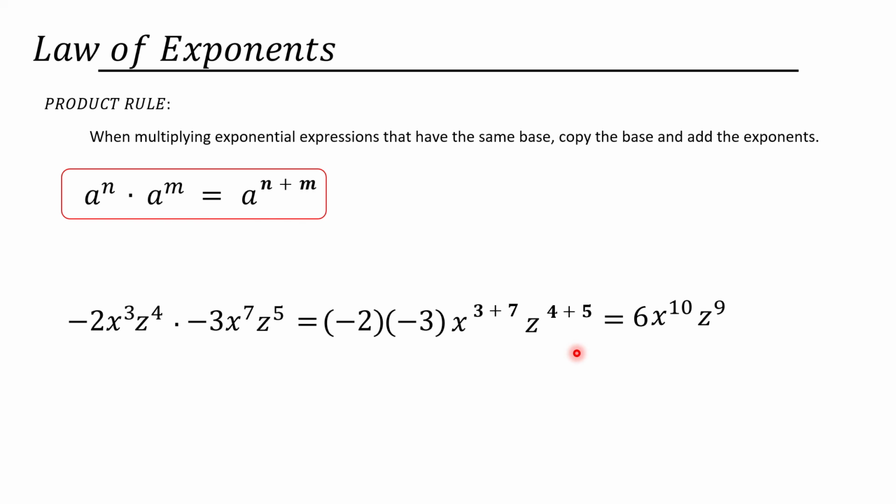Okay? So, tama ba yung answer natin? The same ba tayo ng sagot? So, I hope so. Nakuha nyo tong problem na to. Okay, guys? I hope you learned something from this video. Therefore, negative 2x cubed z to the 4 times negative 3x to the 7th z to the 5th. If we multiply that one, the result or the product will be 6x raised to the power of 10, z raised to the power of 9.